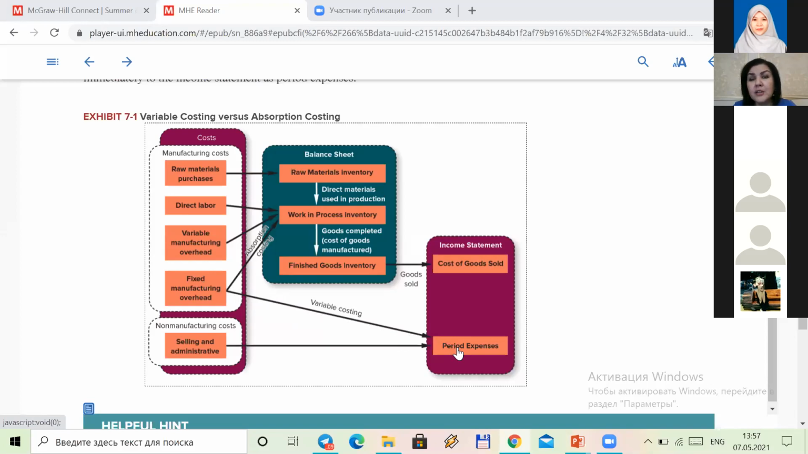So we just include them in the period expenses. We expense them into the income statement. We do not include them into the work in process account. We do not include this fixed manufacturing overhead into the cost of goods manufactured. And also non-manufacturing costs such as selling and administrative, we also expense directly to the income statement. We show them as period costs.